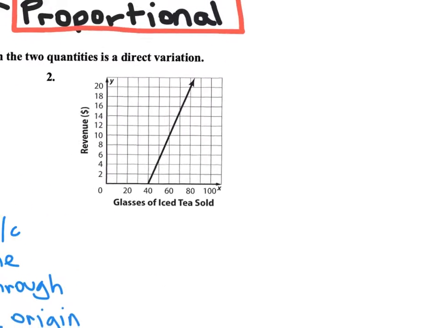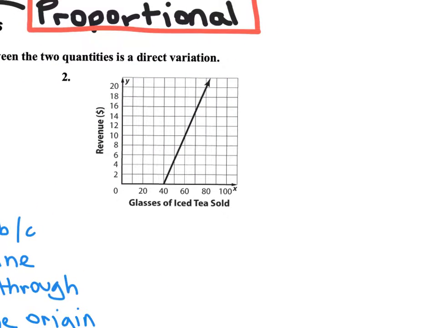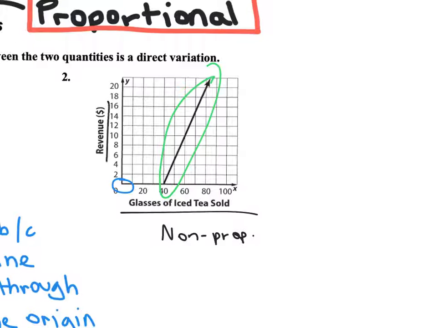Now on example 2, this would not be a proportional relationship. My origin is right here. My line does not go straight through the origin. It completely misses it. So this is going to be a non-proportional relationship between the glasses of iced tea sold and the amount that they make in dollars. So that's non-proportional.